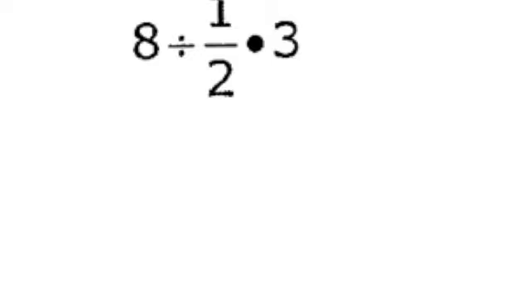Alright, this time we've got division and multiplication. They're in the same step, so we're going to read it like a book. So this time we would do division before we did multiplication.